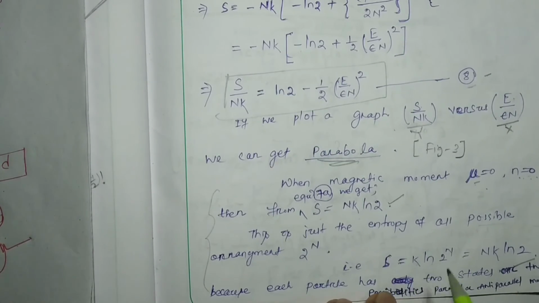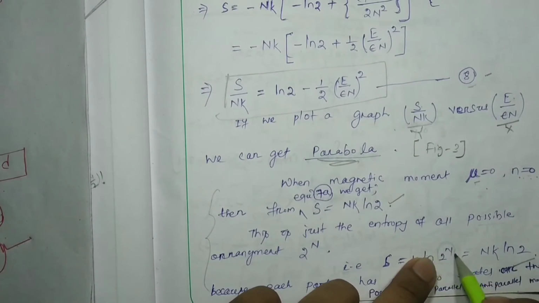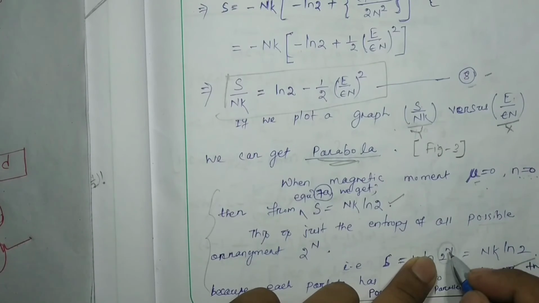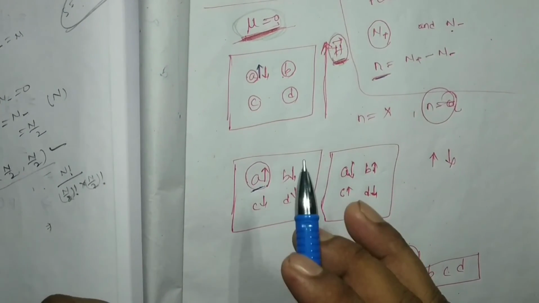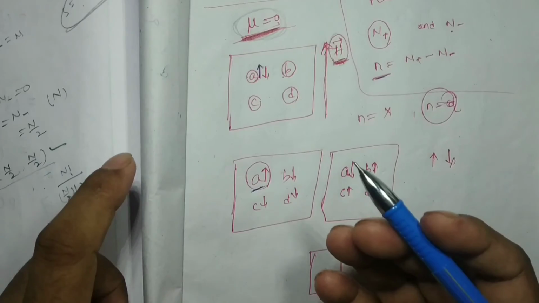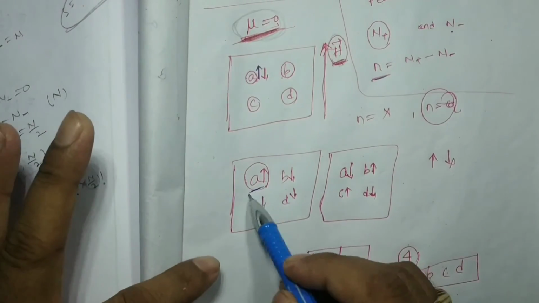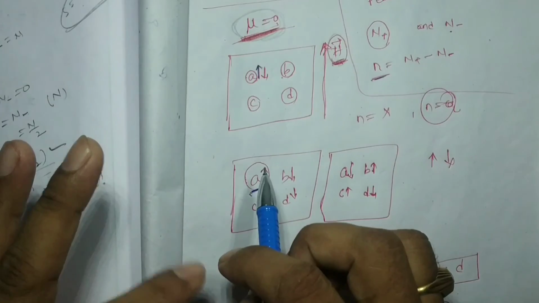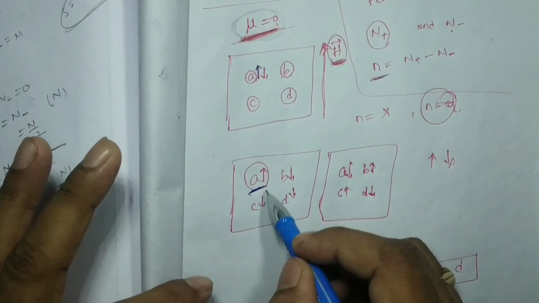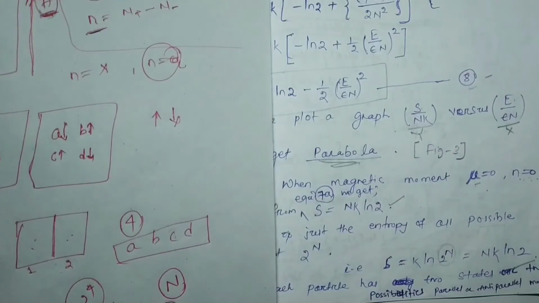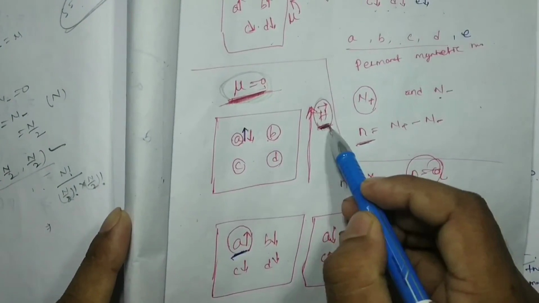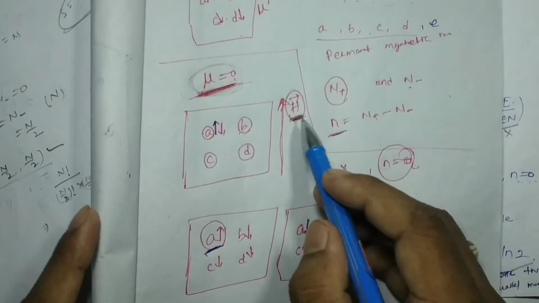So here entropy is nothing but k, this is your Boltzmann constant, times ln of this, which is your thermodynamical probability or number of arrangements. The number of arrangements we found is 2 to the power n. That indicates that each of the particles has the possibility that it can be parallel to the applied magnetic field or anti-parallel to the applied magnetic field.